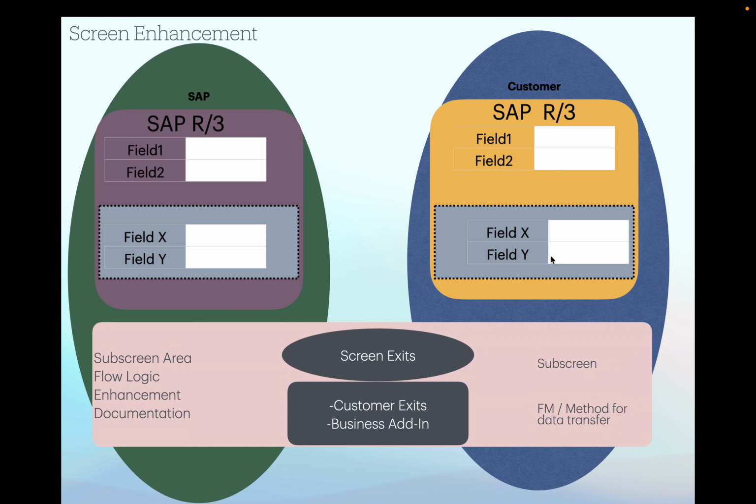To provide a screen exit, the developer must perform the following tasks. That is defining the subscreen area that I have marked here, specifying the corresponding calls in the flow logic, providing the framework for the data transport, and finally documentation, that is including the enhancement in an enhancement.